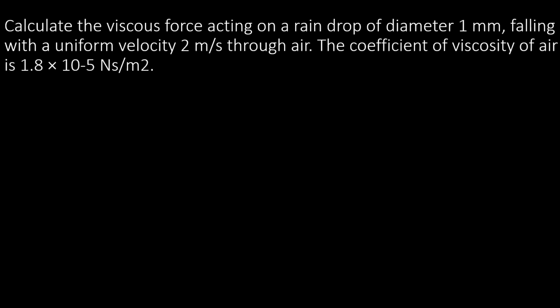So what they're saying: calculate the viscous force acting on a raindrop of diameter 1 millimeter falling with a uniform velocity of 2 meter per second through air. And the coefficient of viscosity of the fluid is given. So we need to use the same formula. How to do it? Let's see. Just wait.